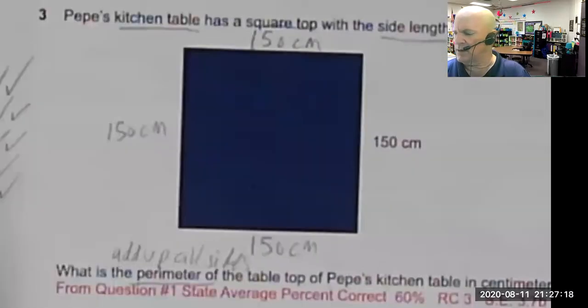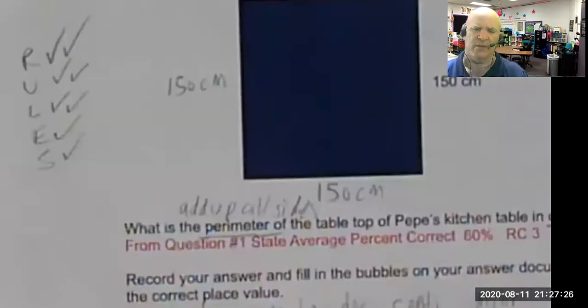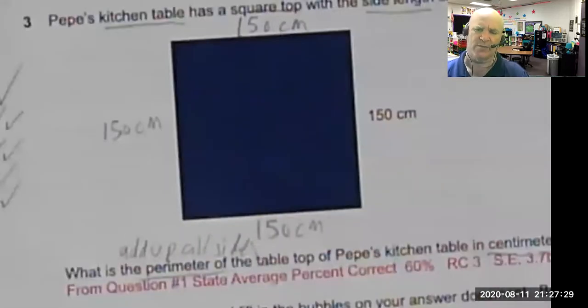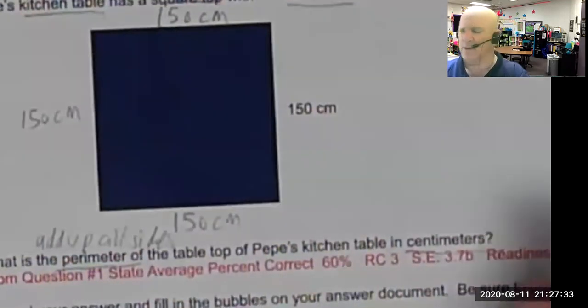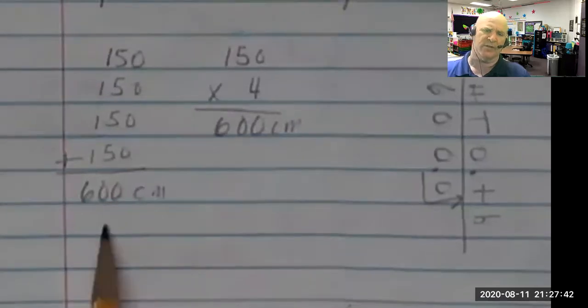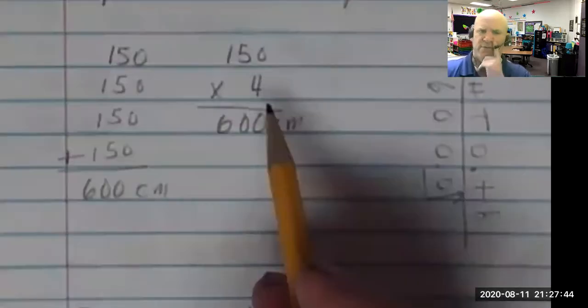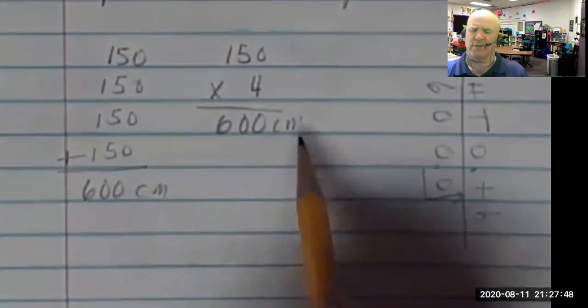This one got 60% correct in Texas. This came from question number 1 from the state 3rd grade test from 2019. Reporting category 3, student expectation 3.7b, and it was readiness. And so the two ways that we can work it out are 150 added up 4 times to equal 600 centimeters, or 150 times 4 to equal 600 centimeters.